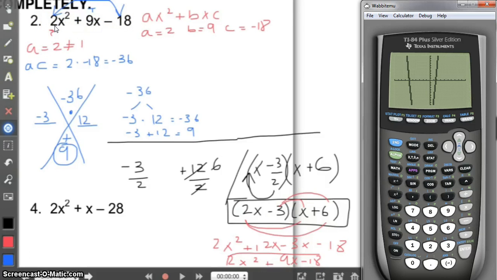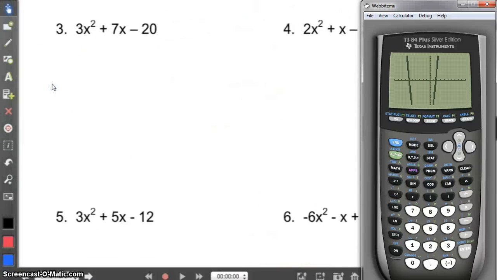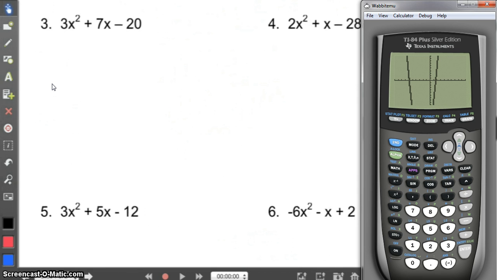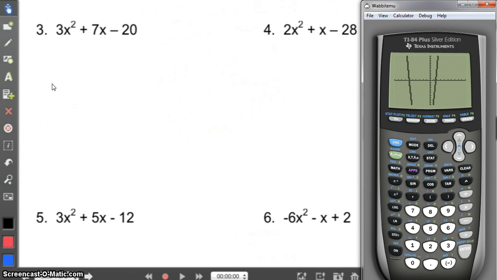So let's go ahead and do another example. So let's do number 3. Let's look at number 3. Also, a is different from 1. A is 3. I'm going to give you some time to think of it, so pause the video, do the work on your own, and then play the video again to check your work.